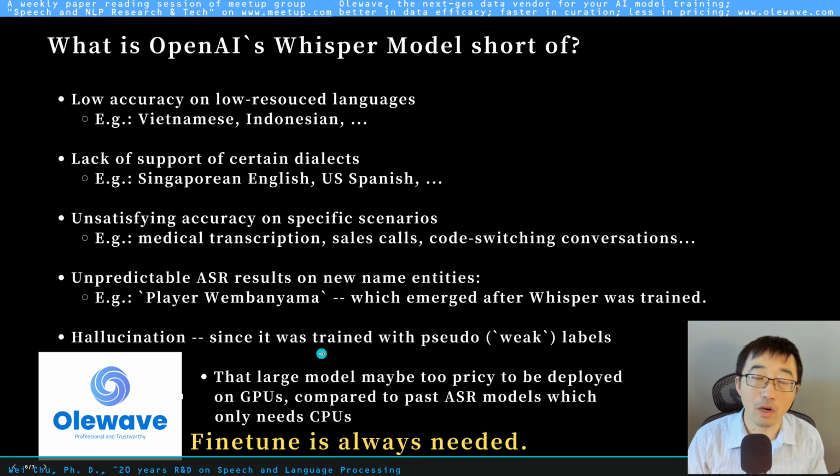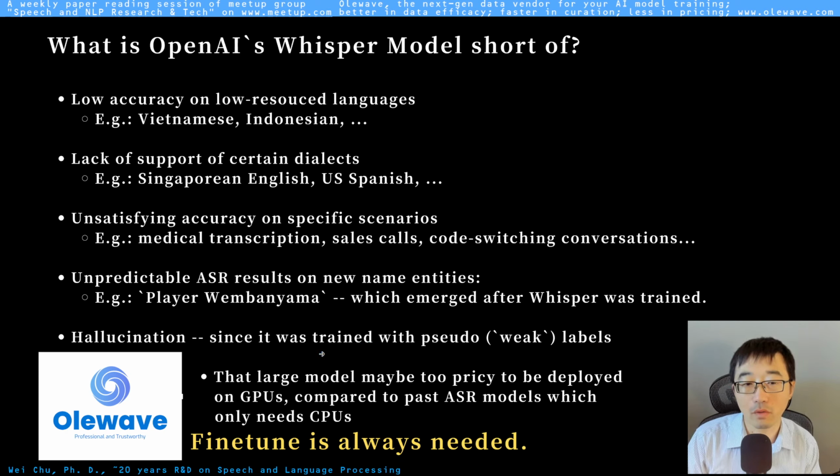The next one is hallucination. Like a lot of language models, it also has this issue because it was trained with pseudo or weak labels. The labels are not 100% human checked. And also, the deployed model might be too pricey compared to the past ASR models, which only need a CPU server to deploy. This model has 1.5 billion parameters. It definitely needs a good GPU machine to put the model on.